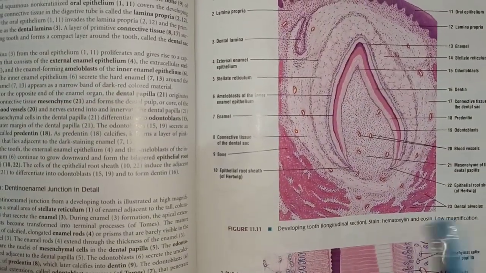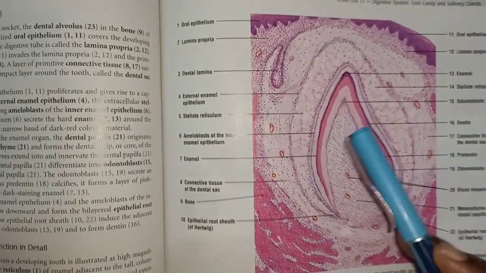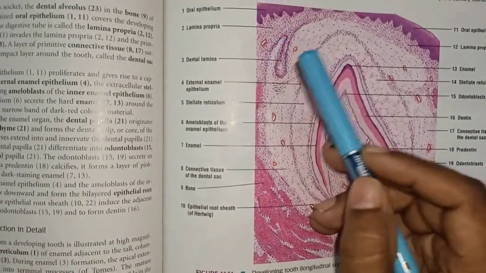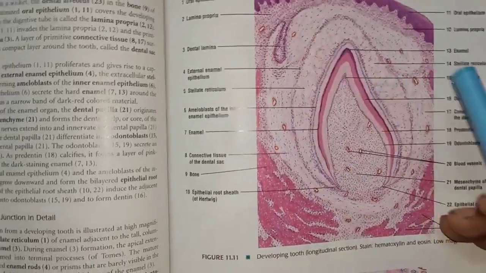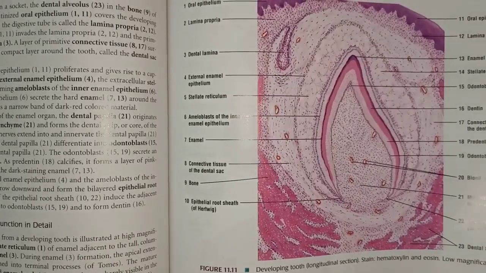This is the development of the tooth. This one is the bud stage, a newly forming tooth. This is the bell stage, and this is the advanced bell stage. They have shown the completion of the stages of tooth development.